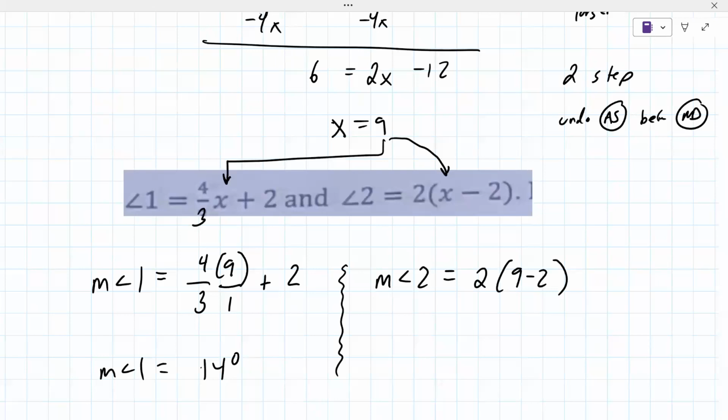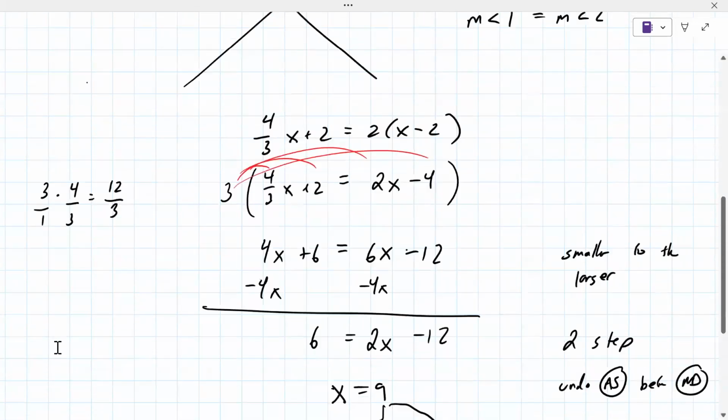What about the measure of angle 2? Is it greater than or less than angle 1? No, it's the same, angle 2 is also 14. Yeah, you multiply, 2 times 7 is 14. Now, are you surprised that these are the same? No, because they're supposed to be congruent.